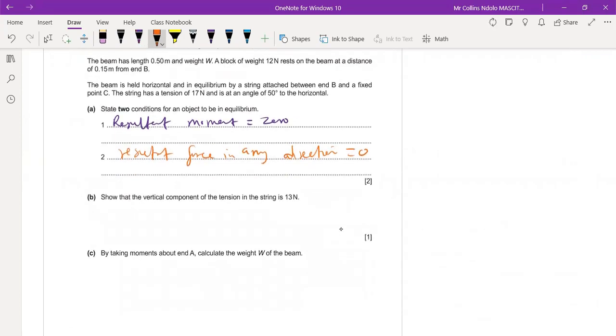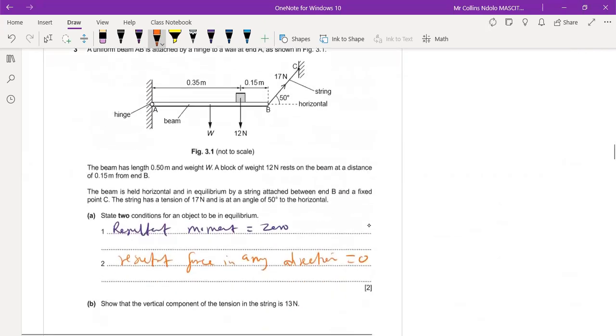Now, show that the vertical component of the tension in the string is 13 newtons. So for the vertical component, if I may sketch the diagram here, you are able to see. I draw the tension as the hypotenuse, then I draw the vertical component, then allow me to draw the horizontal component. This is 50 degrees. If you're looking for the vertical component of the tension, that means we are looking for this part of the force.